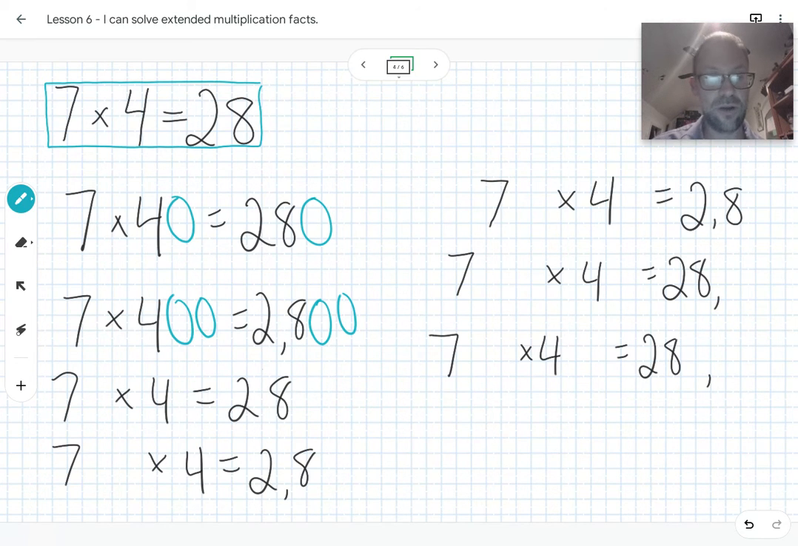Let's try another one. What if it was 70 times 4? What would we do here? I'll meet you on the other side of this problem. Try to figure it out.